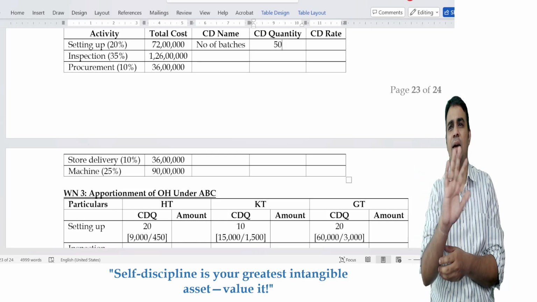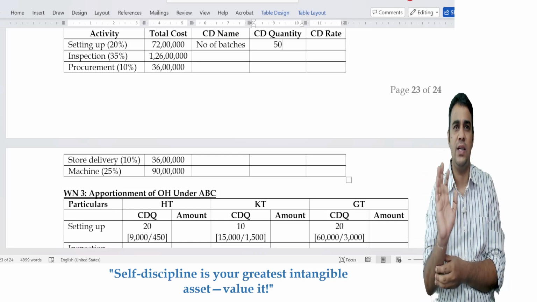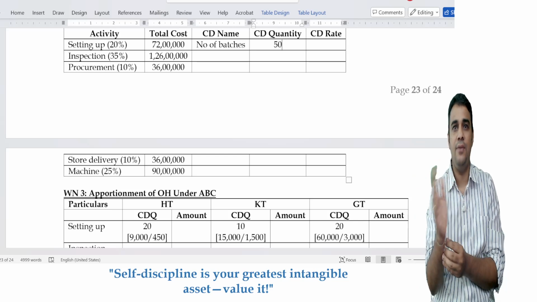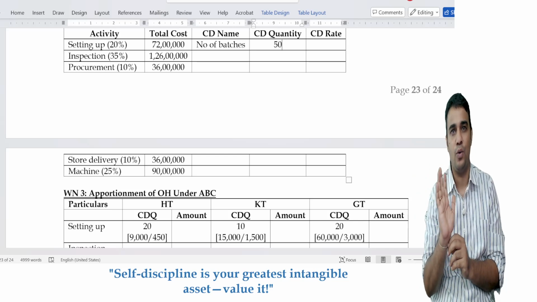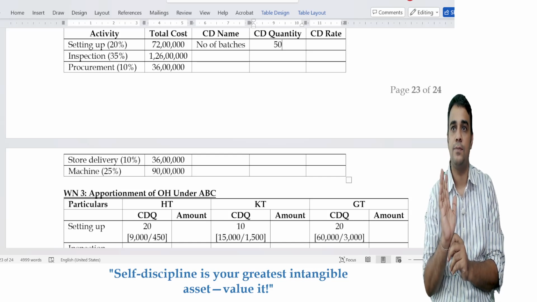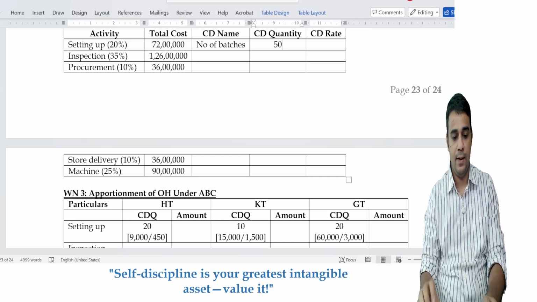I don't need CDR multiplication, all that I don't want. I just want to do CDQ. Division, multiplication, calculator work we don't want to do now. Okay, 50. Any doubts on this? Any doubts on the 50?